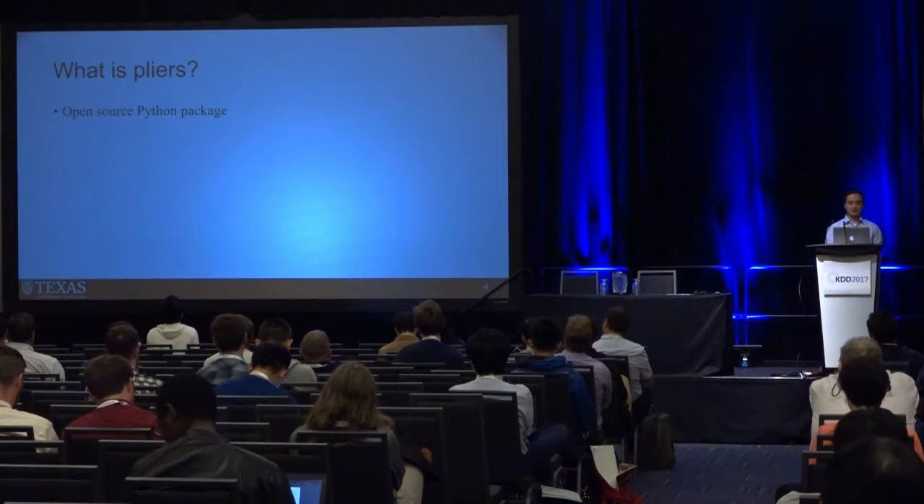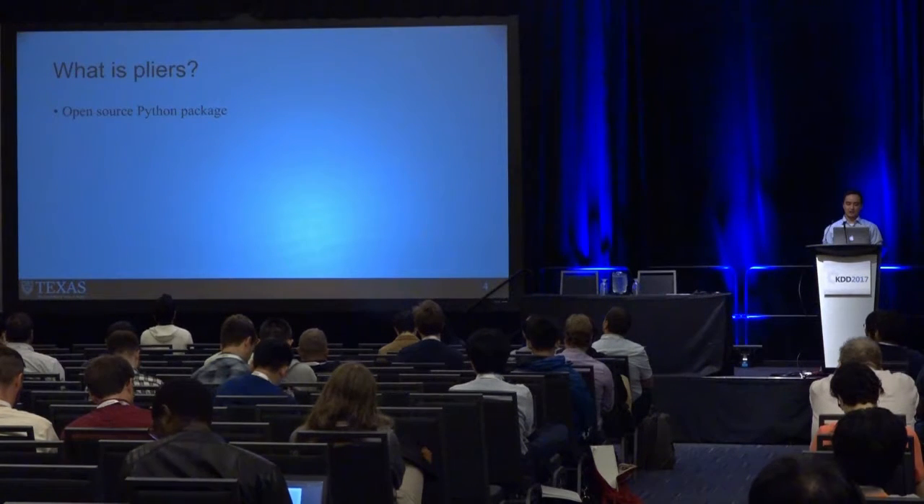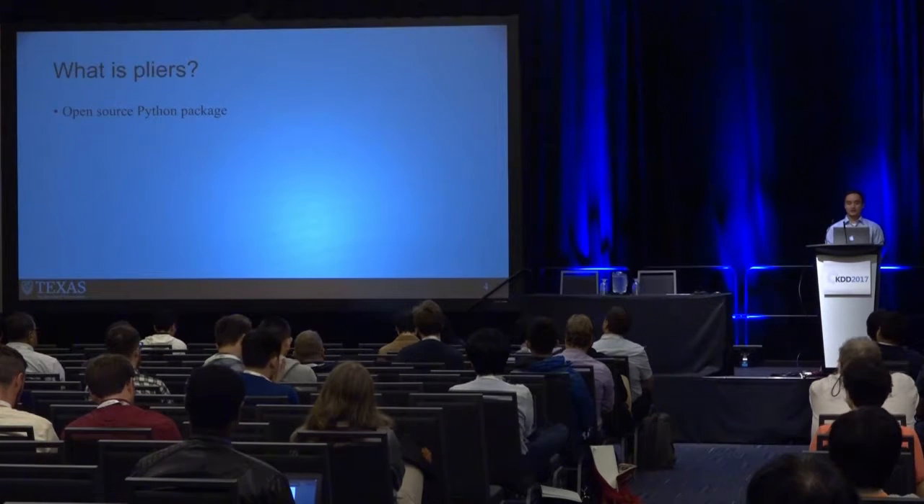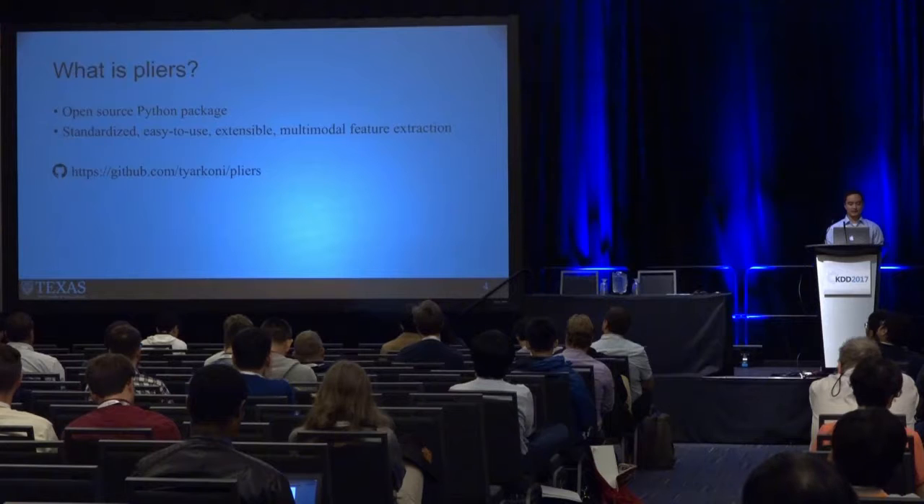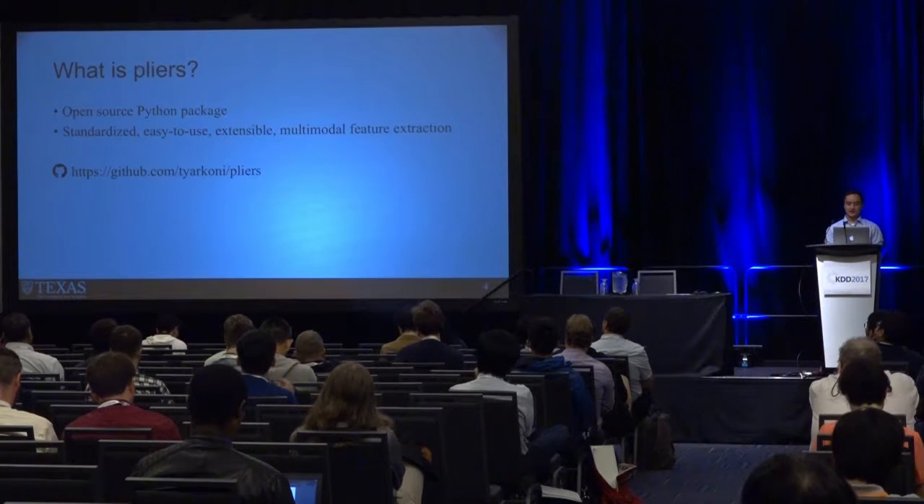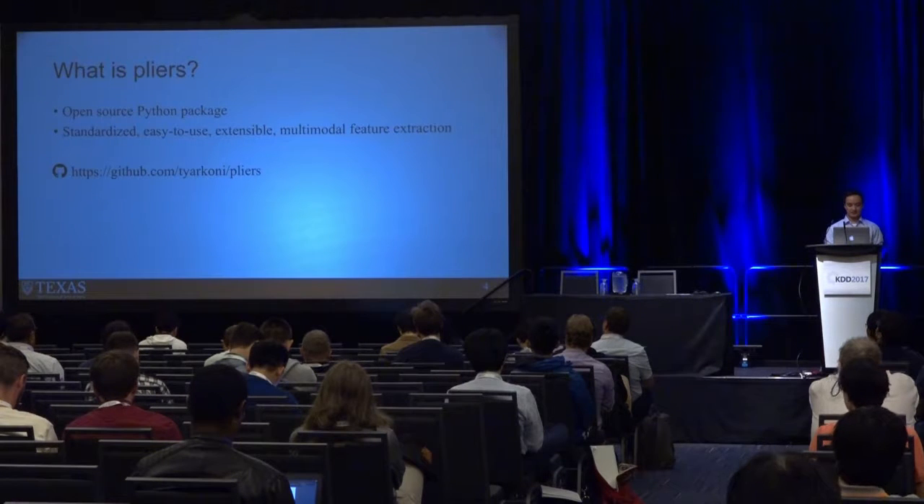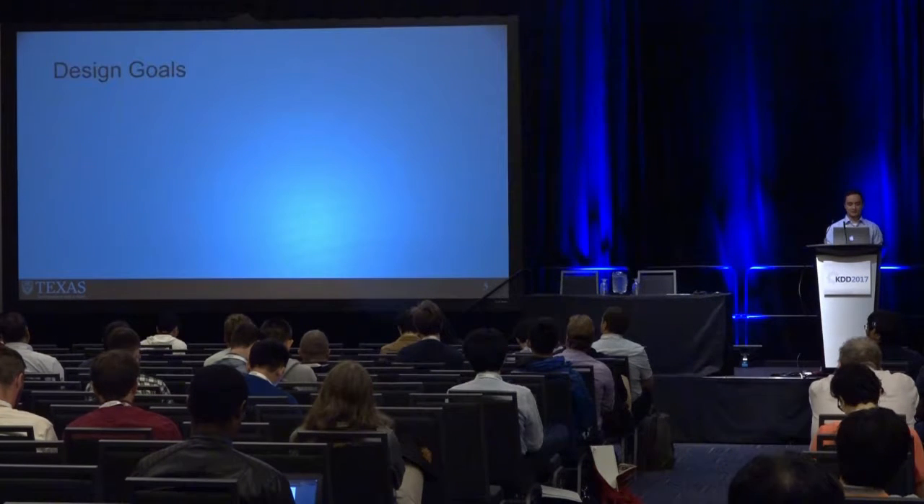Pliers is an open source Python package where we wrap a bunch of existing feature extraction methods into a single interface that is standardized, easy to use, extensible, and multimodal. And there's our GitHub link too. And now I'll just unpack each of those concepts.